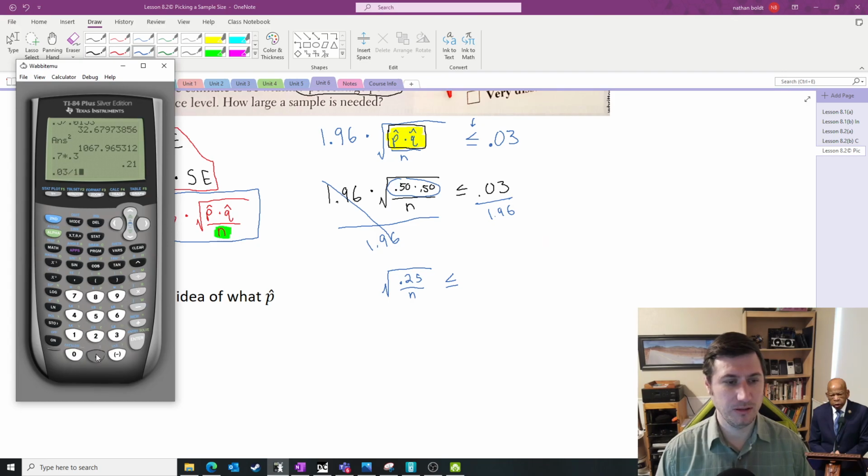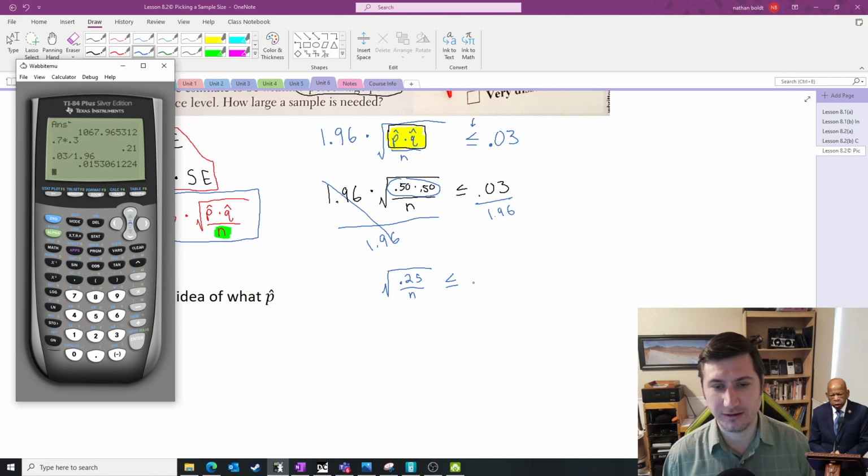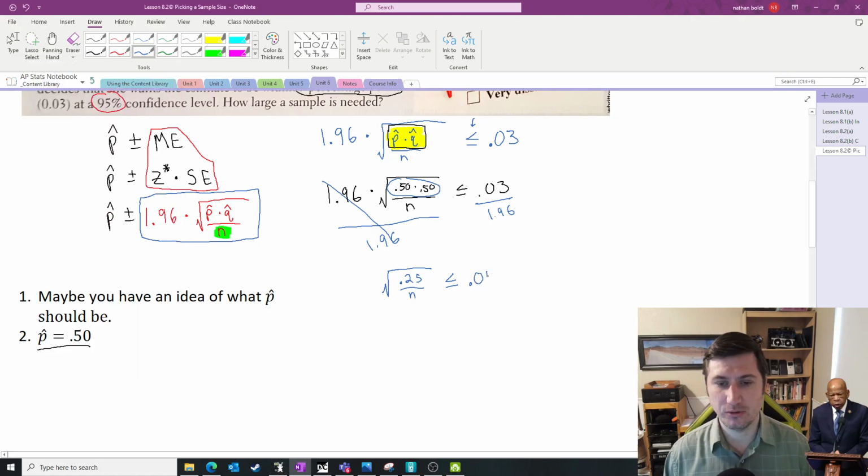divided by 1.96 gives us 0.0153. You probably want to use quite a few decimals here in the middle steps, so that way your round off error doesn't compound throughout the whole problem. So you want to use quite a few decimals here.